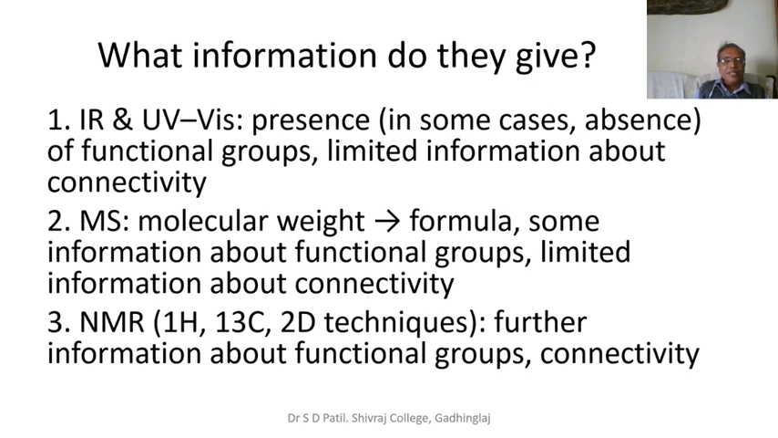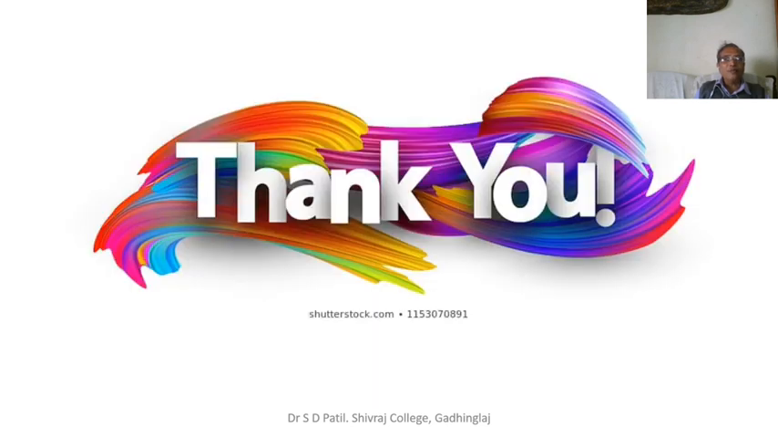In case of NMR spectroscopy, there are several types: 1H, 13C, 2D techniques, etc. Further information about functional groups and connectivity is obtained. So NMR spectroscopy explains the nature of protons present and their functional nature. With this integrated information, we can explain the structure of a molecule, and properties can be correlated with the structure again. That way spectral analysis becomes very popular.